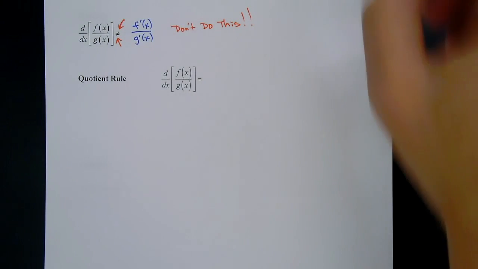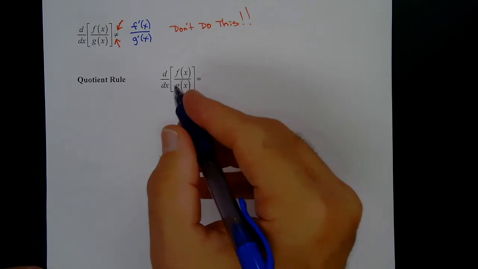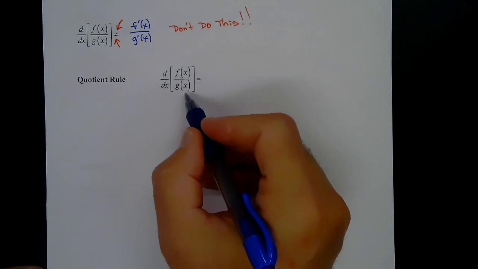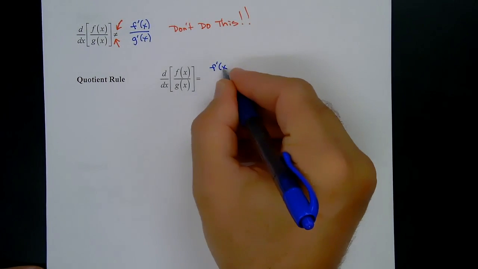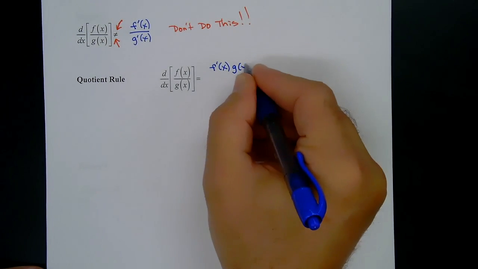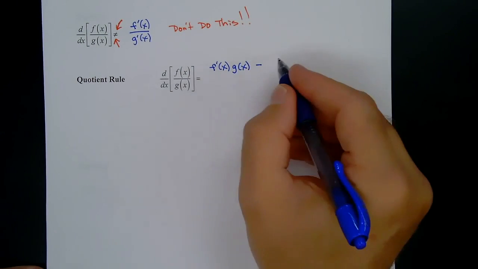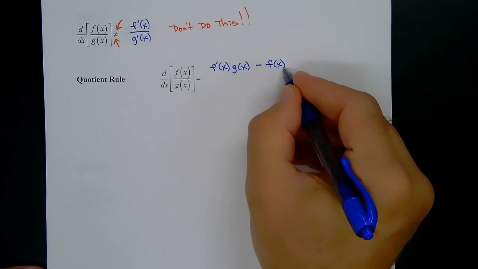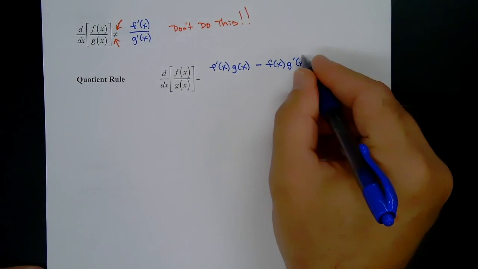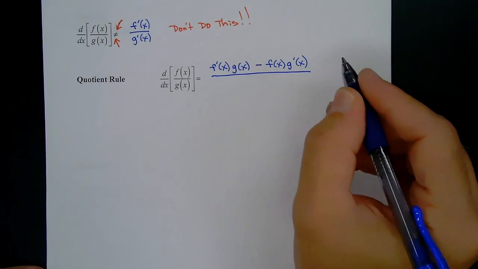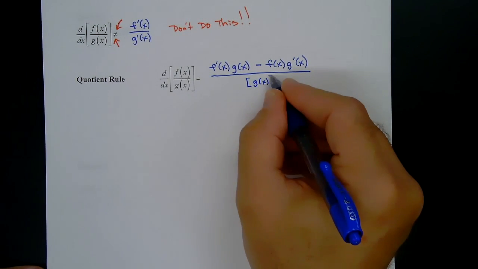Okay. So what is it then? I'm just going to write it out for you, and I'm going to show you where it comes from again. So the derivative with respect to x of two functions that you're dividing winds up being the derivative of the top function times the bottom function, minus, so it's going to be changed to minus, the top function times the derivative of the bottom function, so times g prime of x, all over the bottom function squared. So g of x squared.